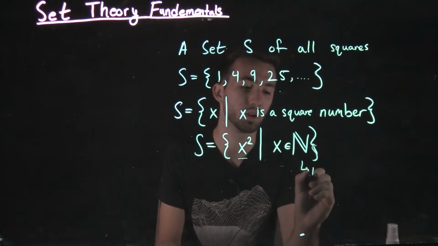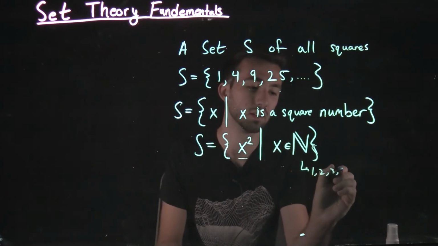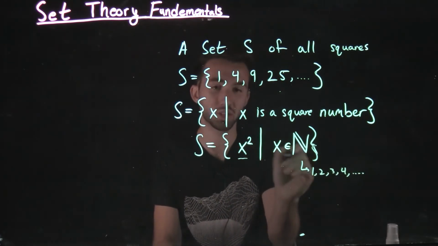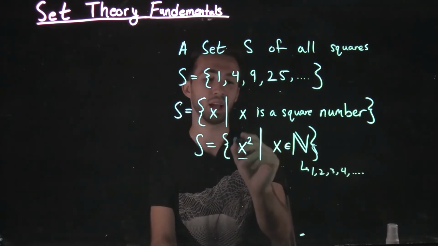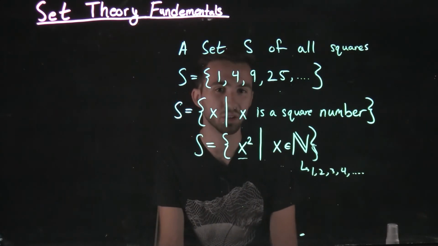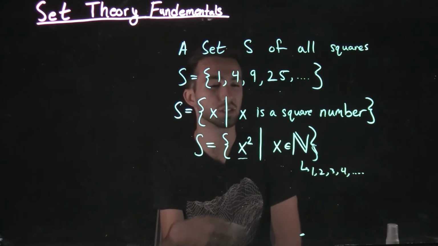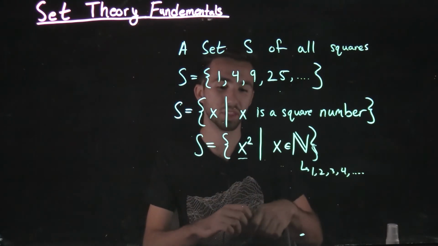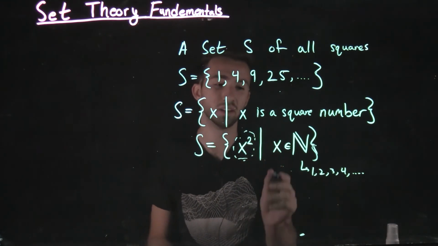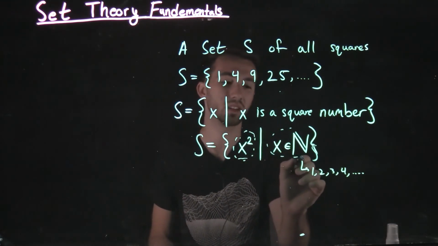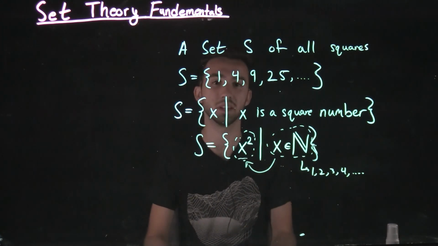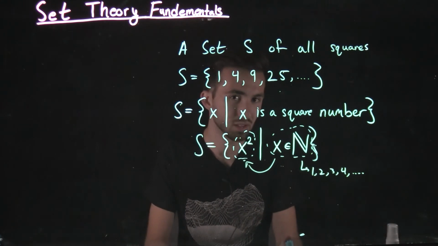So this is going to be 1, 2, 3, 4, dot, dot, dot, dot. So for every natural number, we take it and we square it, and that's what is inside of our set S. With that, that's all you really need to know about set builder notation. You just need to understand that this right here is what goes inside of the set, and this is the condition of what x's are allowed to be used here. And with that, you know what you need to know.